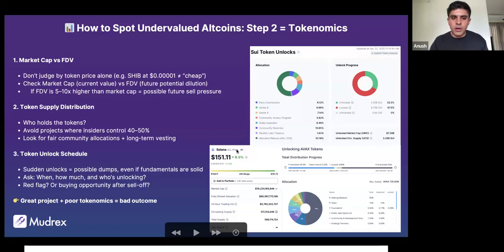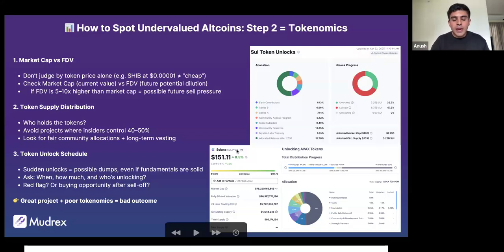So what should you look for? Try to find tokens where the supply is well distributed. That means a fair percentage goes to the community, a portion is set aside for development and also ecosystem growth, and insider allocations are reasonable and vested over time. We'll talk about that as well.